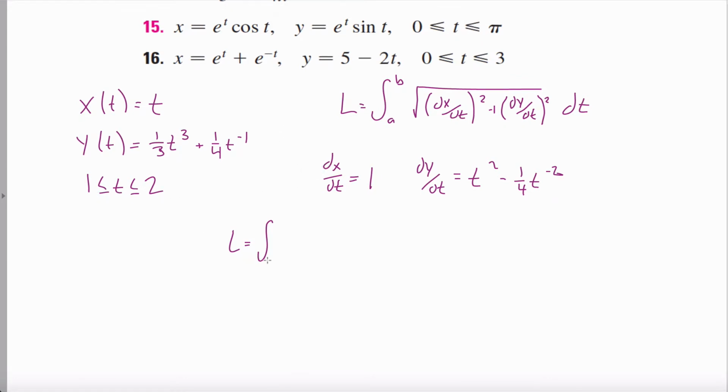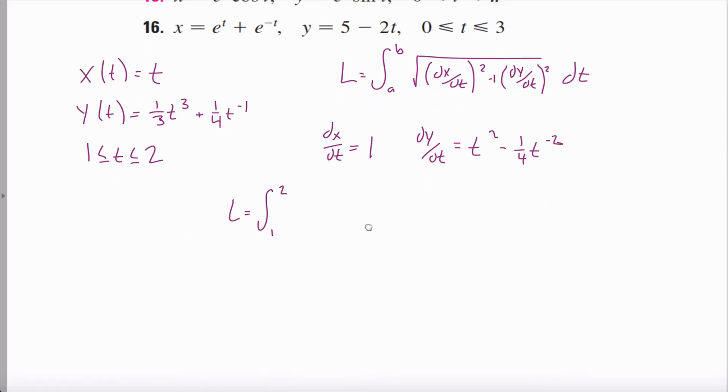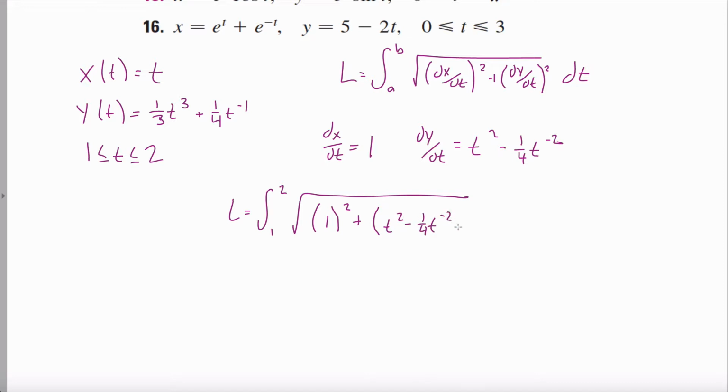So I'm going to integrate from 1 to 2, because those are my bounds on t here. And what I want to integrate is the square root of something, that something being dx/dt, which is 1 squared, plus dy/dt, which is t squared minus 1/4 t to the negative 2 power, squared, dt.